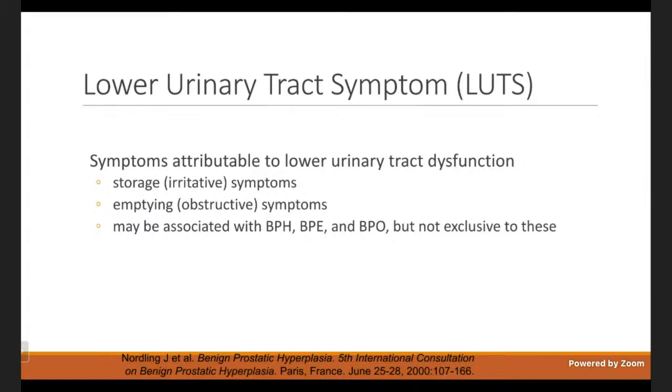prostatic obstruction. One important thing to know about lower tract symptoms is that they can be associated with benign prostatic hyperplasia and benign prostatic obstruction, but they are not exclusive to this enlargement. That means there are many other diseases which can lead to lower tract symptoms. So the presence of lower tract symptoms alone doesn't mean that the patient has prostatic enlargement, and we can't attribute all the lower tract symptoms to prostatic enlargement alone. There are many other diseases which can lead to lower tract symptoms.